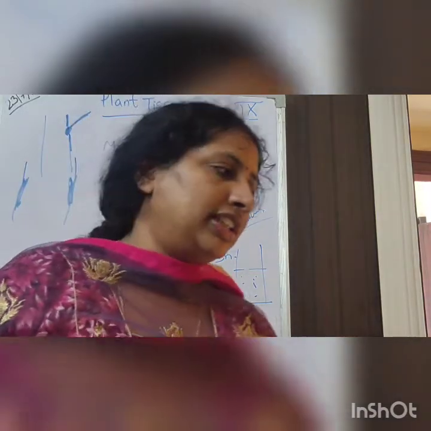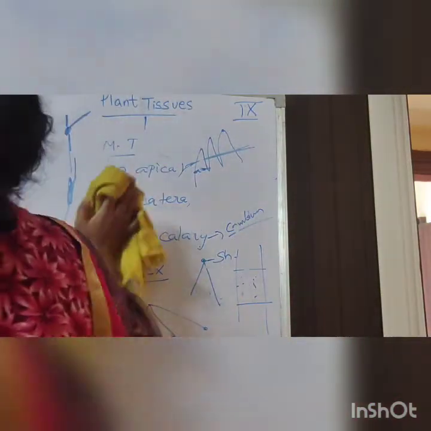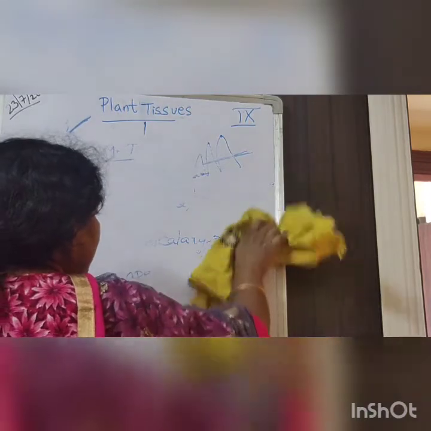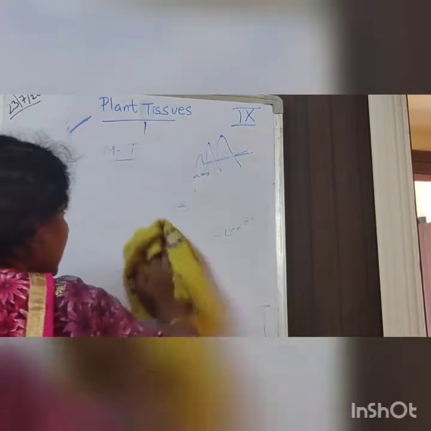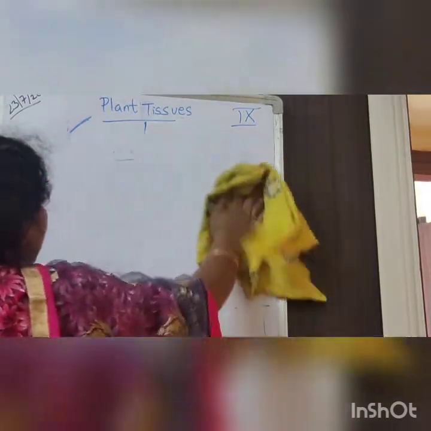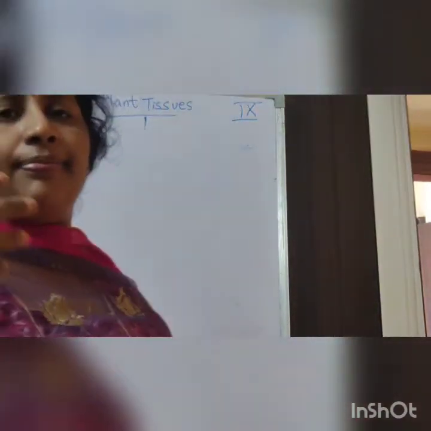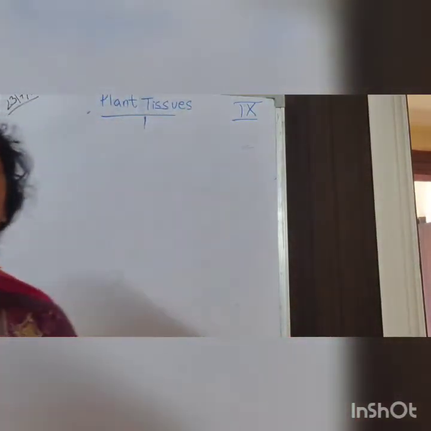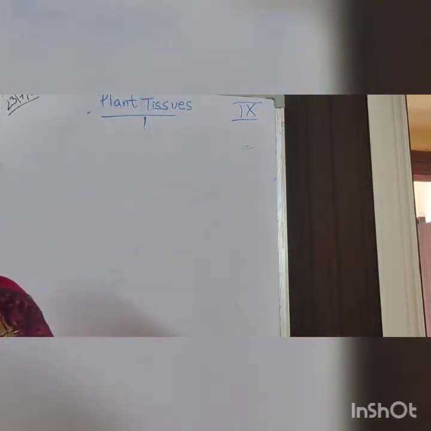Then coming to dermal tissue. What is dermal tissue? Dermal tissue is helping the plants mainly in mechanical support and protection. It is protecting the plants from many parasites, many insects, and it is giving mechanical support to the plant. Bark, like in big trees, is a part of dermal tissue. It is protecting the plant.